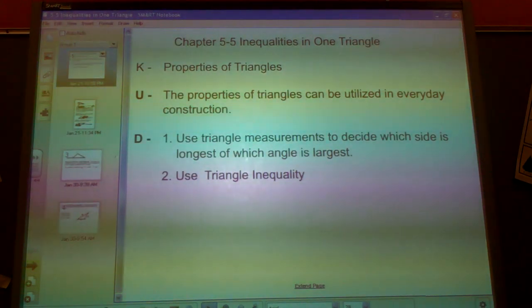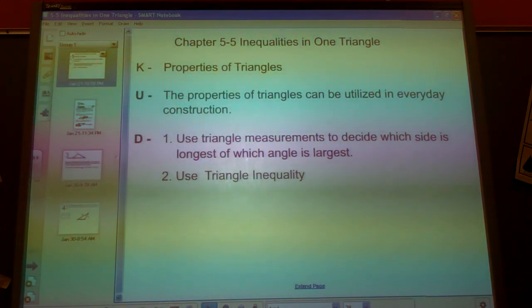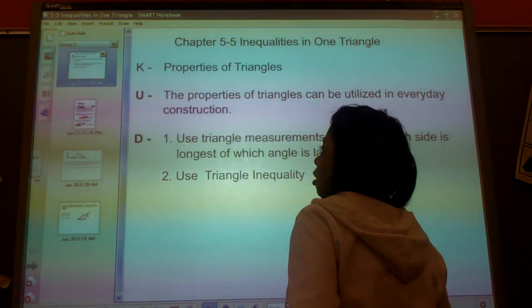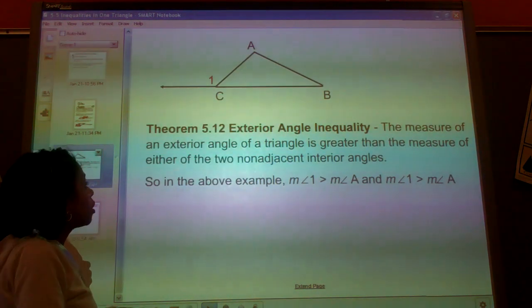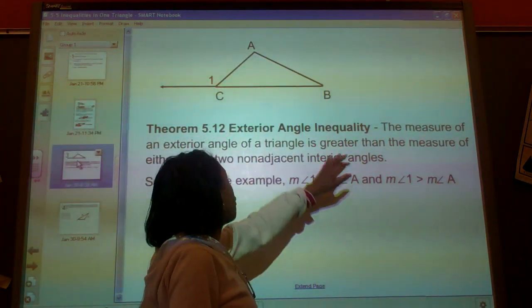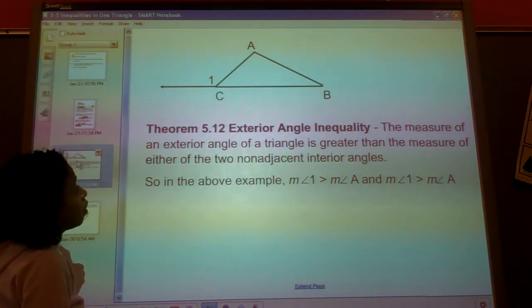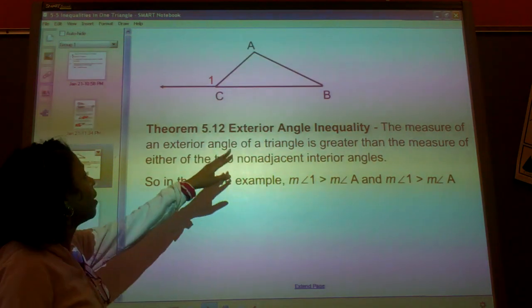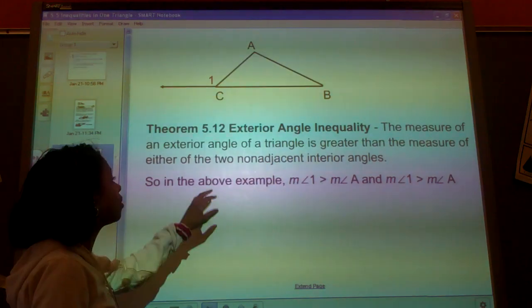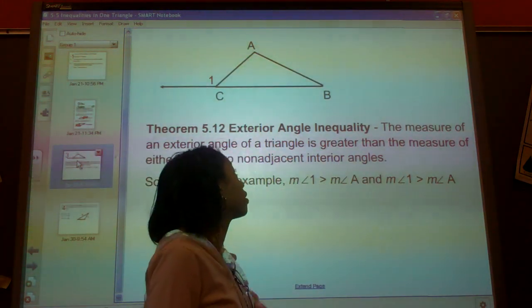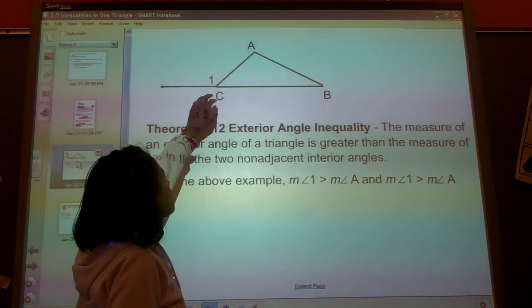This is chapter 5-5, Inequalities in One Triangle, part 2 lesson. Okay? We'll look at theorem 5.12, which is the exterior angle inequality. It says the measure of an exterior angle of a triangle is greater than the measure of either of the two non-adjacent interior angles. What does that mean? What's the exterior angle?